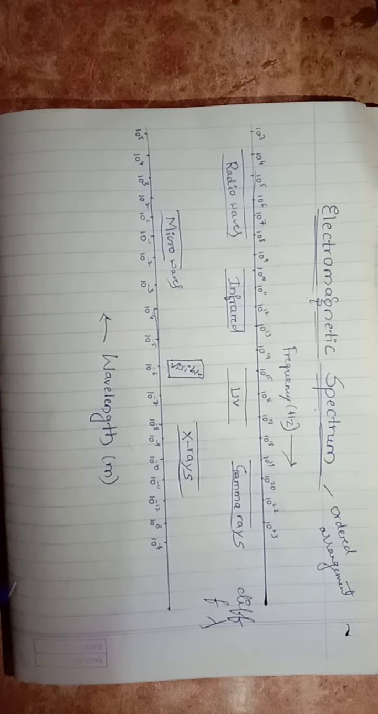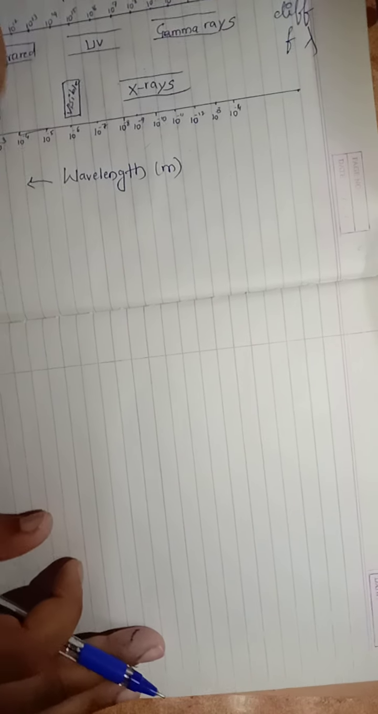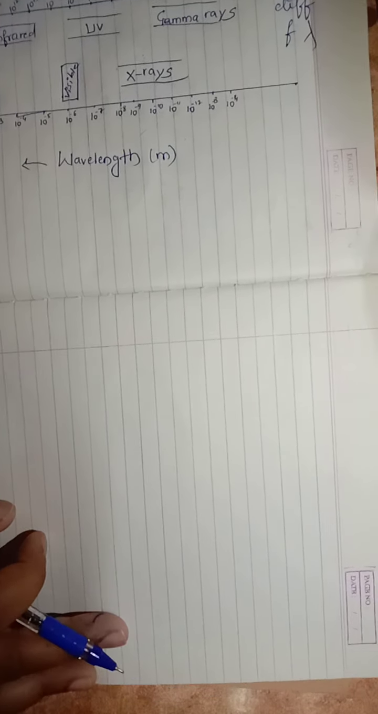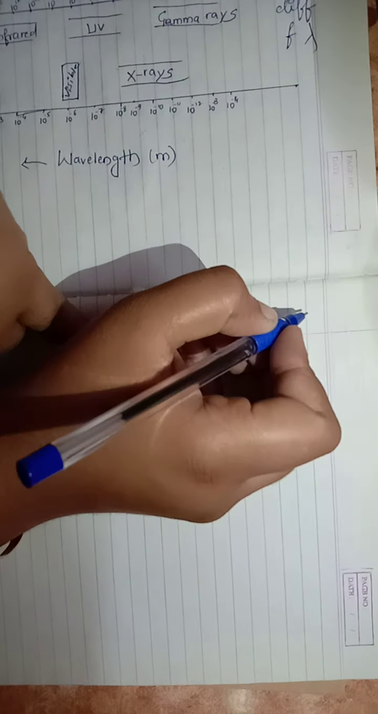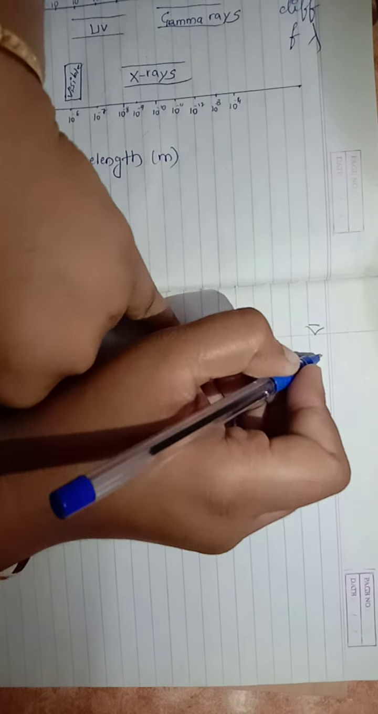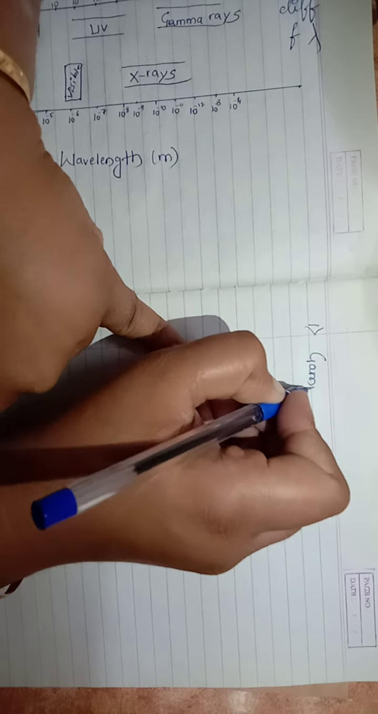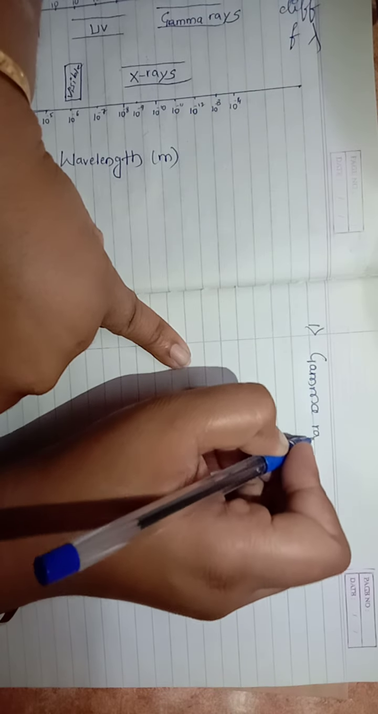So let's see in brief about particular electromagnetic waves, a bit about every electromagnetic wave. Let's start with the gamma rays, which have the shortest wavelength. I'll discuss them in brief. Okay, what are gamma rays?